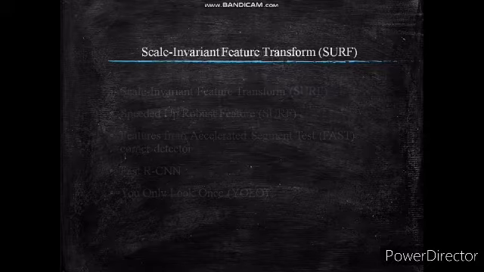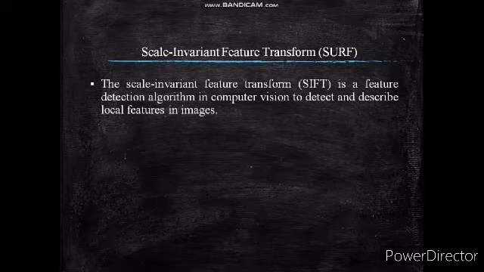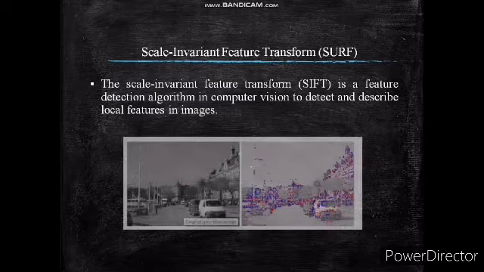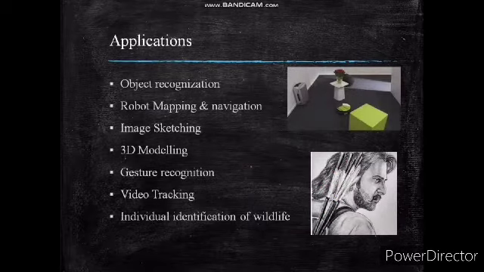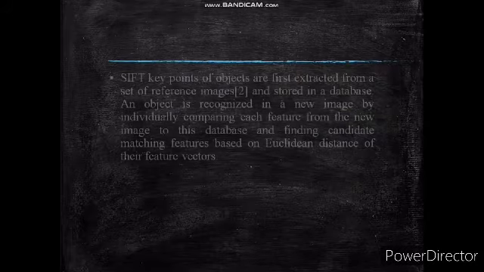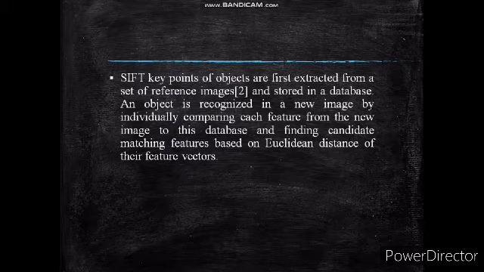The scale invariant feature transform, also called SIFT, is a feature detection algorithm in computer vision to detect and describe local features in images. Applications include object recognition, robot mapping and navigation, image stitching, 3D modeling, gesture recognition, video tracking, individual identification of wildlife, and match moving. The SIFT key points of an object are first extracted from reference images and then stored in a database.